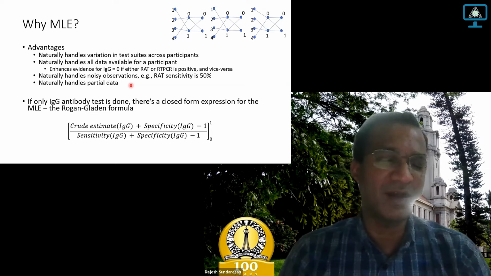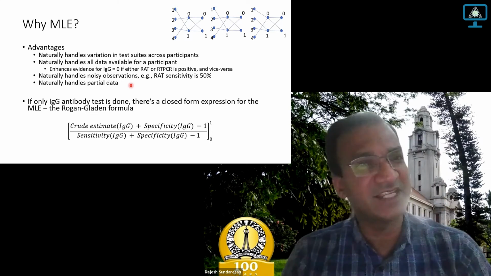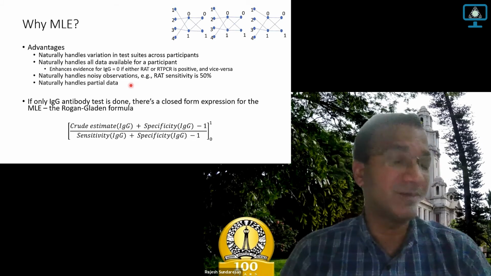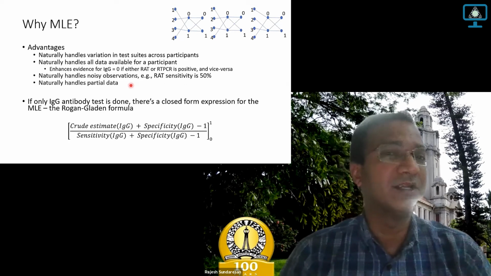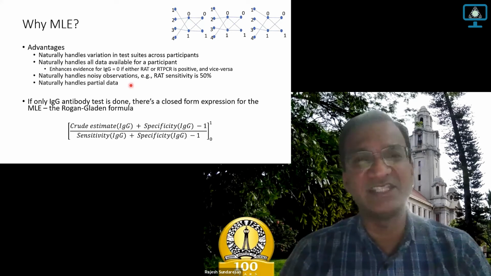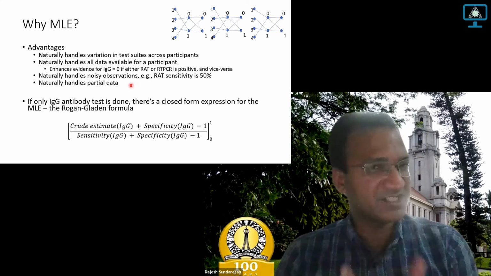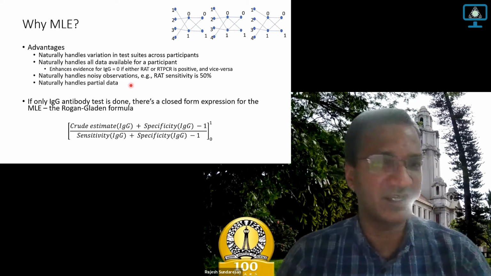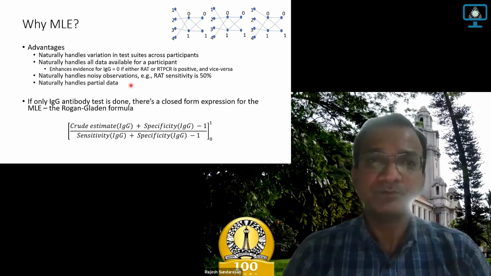And when you have partial data, that is, we had the RT-PCR result, but we did not have the IgG results for some individuals, that means we have partial data. So the MLE naturally handles the partial data as well. When we don't have the IgG for the sample, and then when we run the estimation, we change the test suite on this individual and then run the MLE, and we get the best possible estimate that we can with the available data.